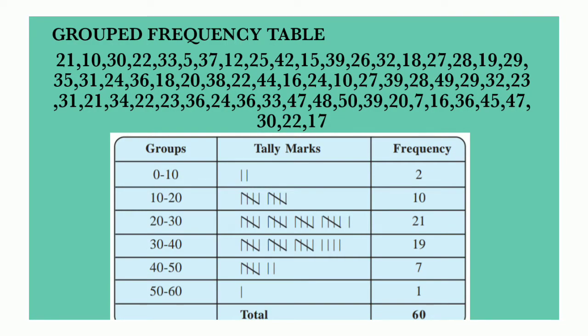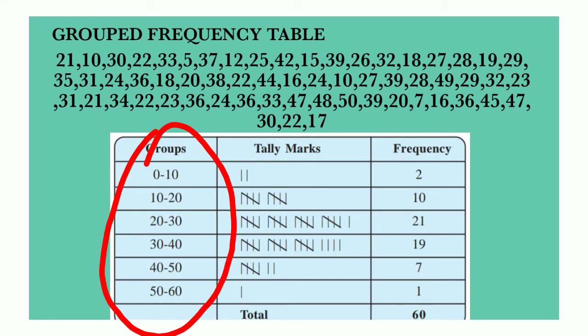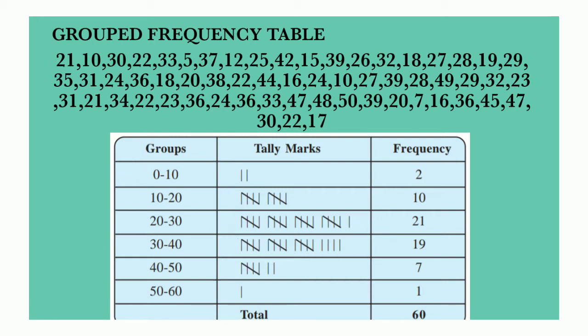Then how to construct a frequency distribution table for large data? That is called a grouped frequency table. So here some data is given and we have to use tally mark, but there is a small difference from the first. Here we have to group the numbers. How to group the numbers? I am selecting here the first column. You can observe that 0 to 10. We start from 0 and the last is 10. That means 0 to 10, and again we start with 10, 10 to 20, then 20 to 30, 30 to 40, 40 to 50, 50 to 60.